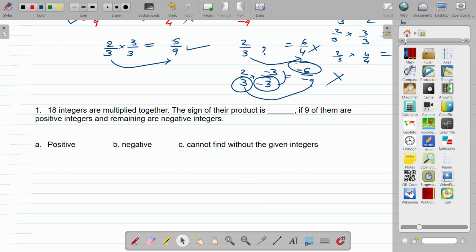Sir, if nine of them are positive integers, the result will be positive, and nine of them are negative, and they are odd numbers, so the result will be negative, and then positive and negative, the answer will be negative. Sir, I have sent. Okay, Miran also solved it. Atharva also solved it.